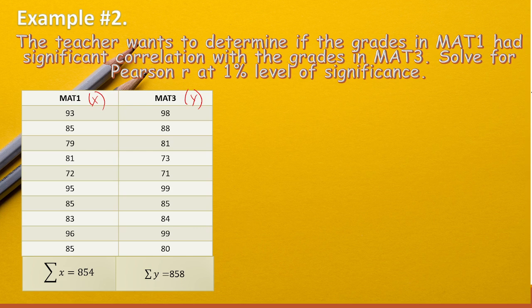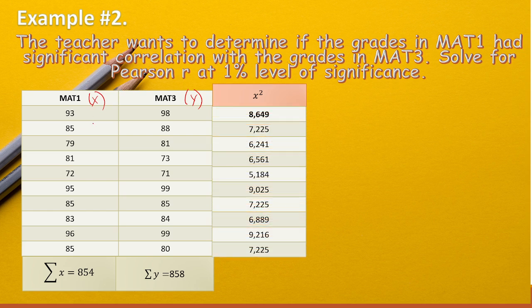Okay, now let's get the squared of x. Okay, which is yung Math 1. 93 squared natin. Ito na yung result natin. Okay. So, try to solve in your paper using your own calculator para ma-check nyo na tama. Now, kapag inadd natin lahat ng ito, we will get 73,440. Now, may x squared ka na. Anong susunod? Y squared na.